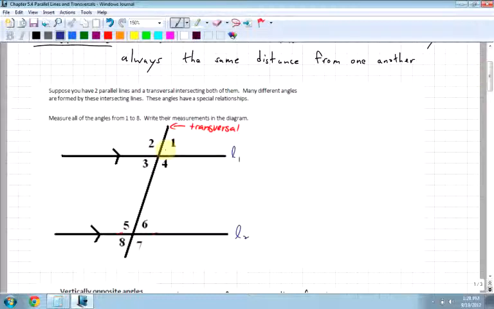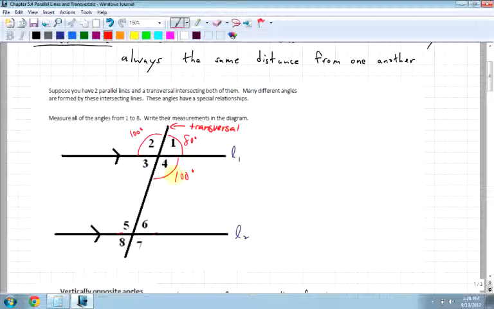So for instance, if I gave you angle 2 over here, say I said this one here is 100 degrees. What do I know about angle 1? Well, I know that angle 1 and 2 are supplementary, which means they have to add up to 180 degrees. So if angle 2 is 100, angle 1 must be 80 degrees. I also know that angle 1 and 4 are supplementary because they are also on a line. So angle 1 plus angle 4 must add up to 180, so angle 4 must also be 100 degrees.